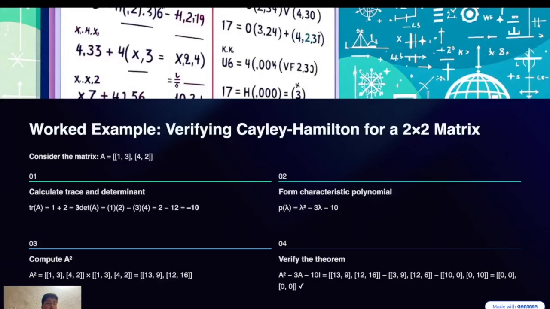And here are some worked out examples for this. First, we calculate the trace and determinant, compute A squared, form the characteristic equation, and verify the theorem from this. Here we can see in this equation that the verification is correct.